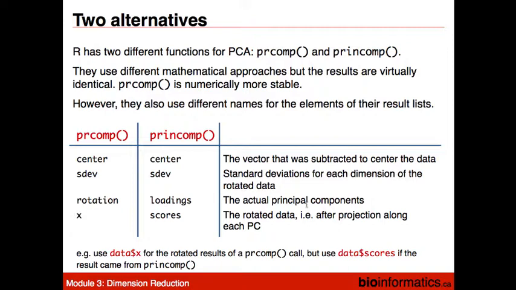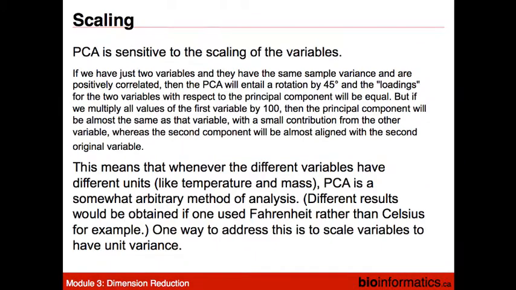Not all interpretability. We can still look at the data and then make some conclusions, as we'll see when we look at actual data. So the actual principal components are called rotations or loadings, depending on which program you use. prcomp uses x for the rotated data, i.e. the data after principal component analysis, and princomp uses scores. But these are the same things, they're just called differently.